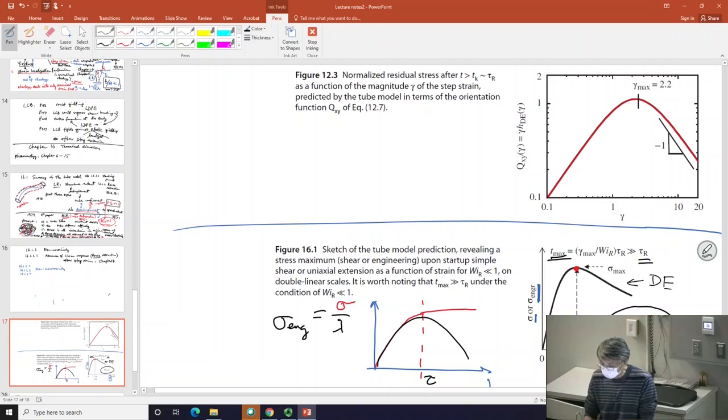So basically, you will reach a maximum because of chain over-orientation, and the good news is the experiment also shows an overshoot. So it appears that the tube model can capture this overshoot characteristic without speaking about yielding. There's nothing about a structural failure in this whole picture, or disentanglement.